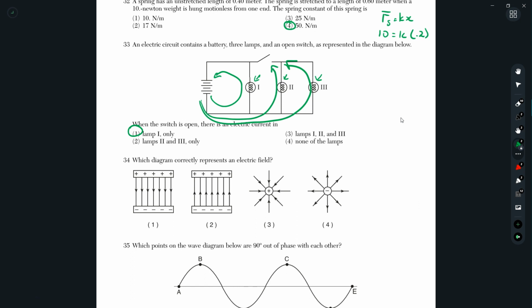Alright, what correctly represents electric field? Kids, one of these things is not like the other. These two tell you the same thing. These two tell you the same thing. It has to be choice 1. Also, it points away from positive and towards negative.